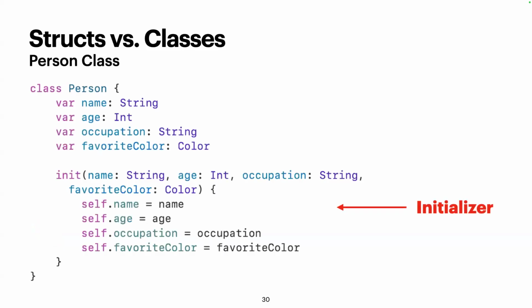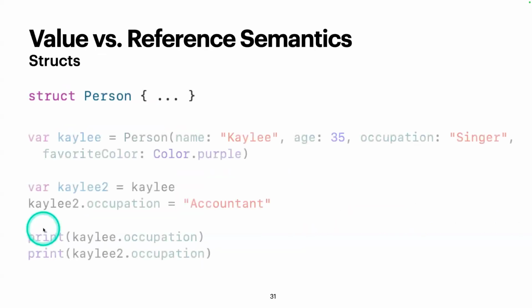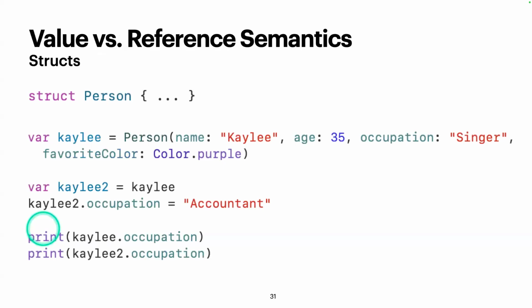Okay, so this is how you would declare a person using a class, right? We need an initializer. It's required for a class, but is optional for a struct, right? All right, so let's recap what we just learned about values, or reinforce value versus reference semantics.